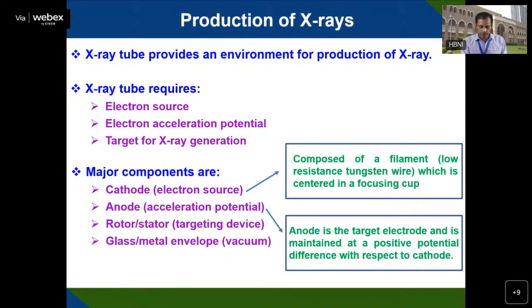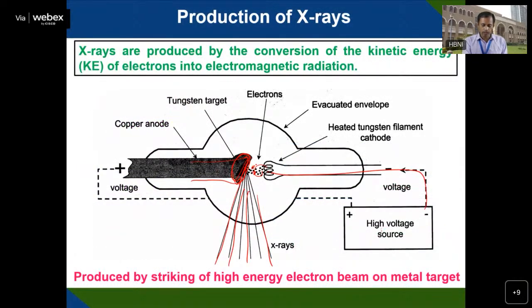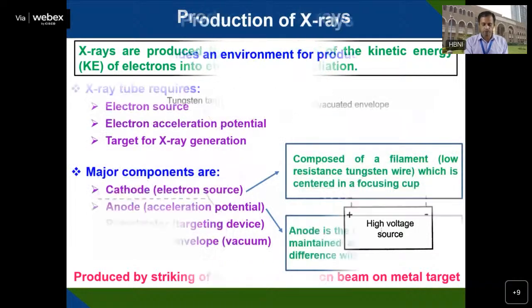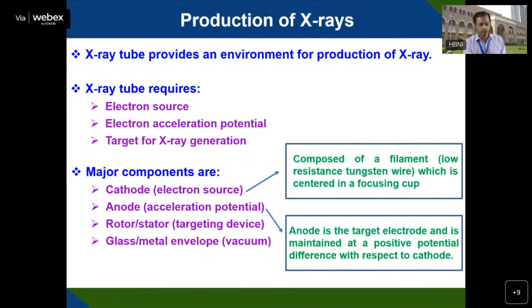This is the X-ray tube. The X-ray tube provides the environment for production of X-ray. It has an evacuated envelope, and inside that we produce X-ray. X-ray tubes mainly require, as we discussed, first an electron source. That electron source has to be there for generation of X-ray. Then an electron acceleration potential, so you convert low energy electrons to high energy, and you need a potential barrier to accelerate them. And then a target for X-ray generation, that is the tungsten that we use as the target material.